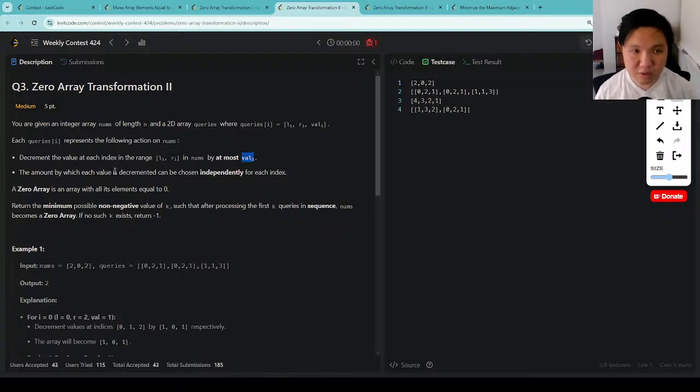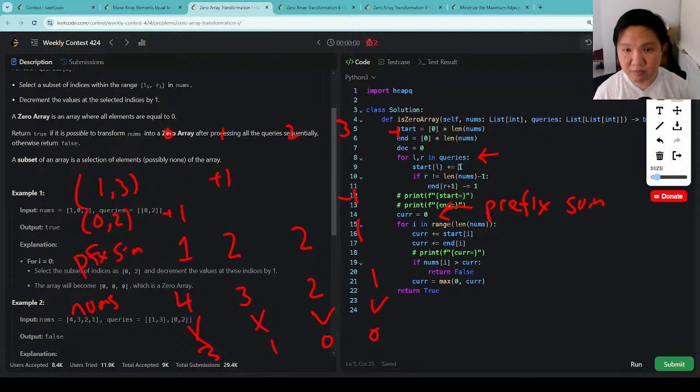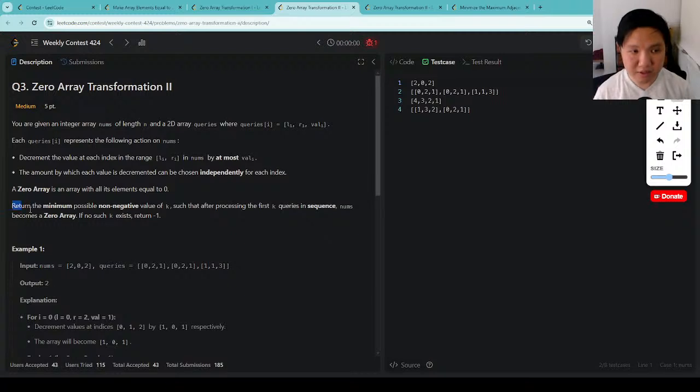The amounts by which each value is decremented is chosen independently for each index. Zero array, blah blah blah. So this is the part that is really different, right? First of all, this val is pretty much the same thing. So here, instead of +1 -1, you just change this to val. That's all. But this part is the one that's different. So instead of returning whether all the queries will clear the nums and turn it into a zero array, what you want to do is to return the minimum possible non-negative k, such that after processing the first k queries, nums becomes a zero array.